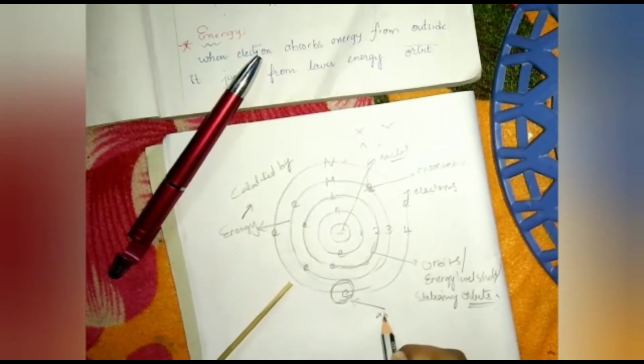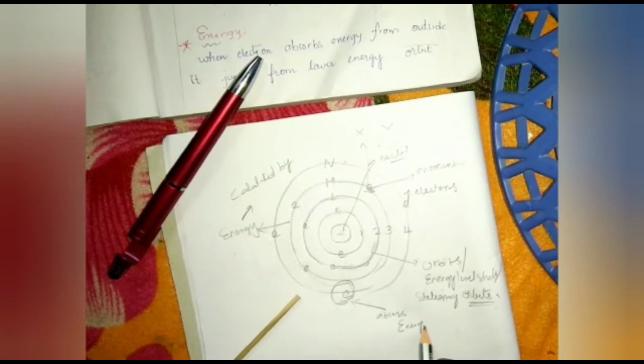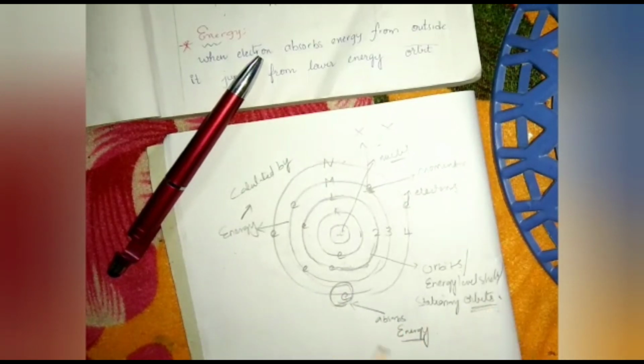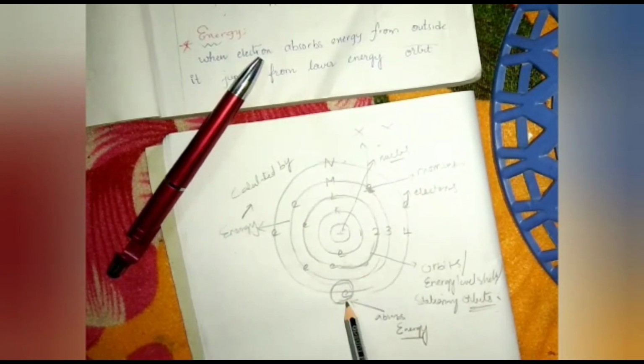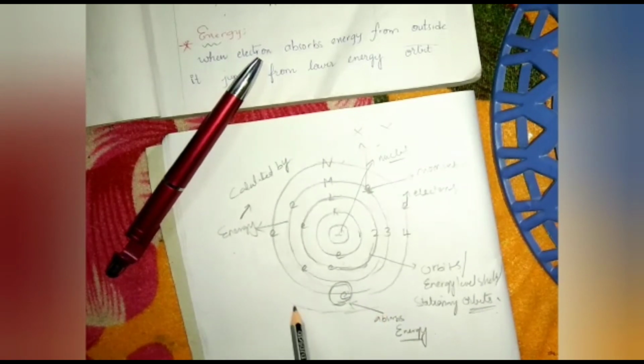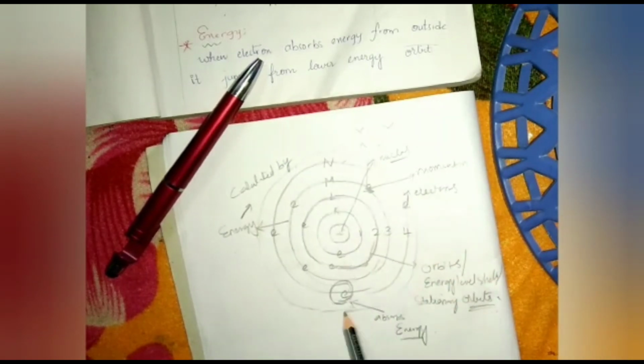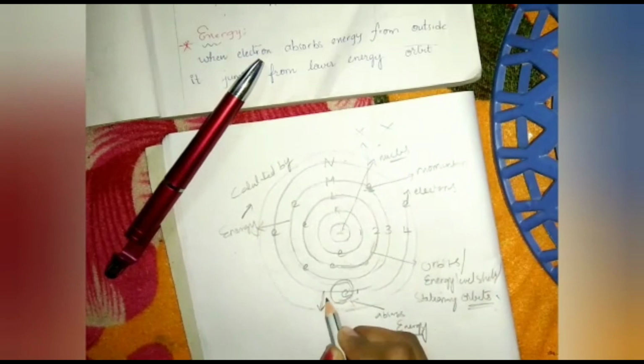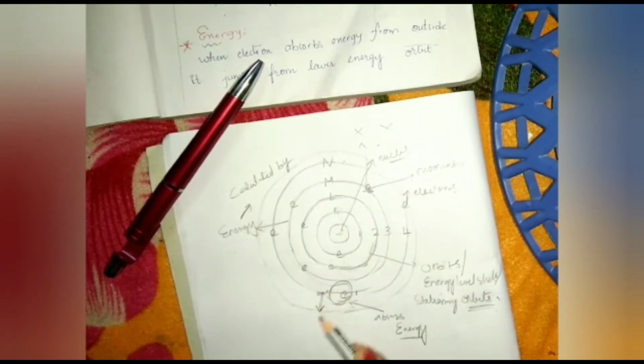There is an electron in the circular orbit. It absorbs some amount of energy from outside. Here I am drawing another circular orbit. So, the electron absorbs some amount of energy and jumps from the lower orbit to the higher orbit. That is the postulate, and next one is the hydrogen spectrum.